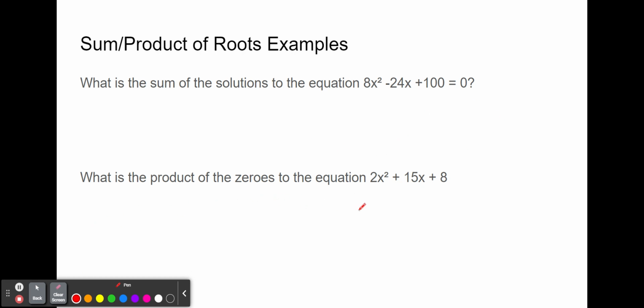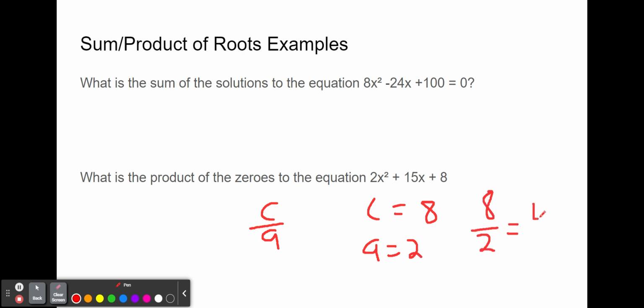Alright, next up we have the products. So this one is pretty simple. It's just c over a. So c is equal to 8, a is equal to 2, so 8 over 2 is 4. The product of the zeros to this equation is going to be 4.